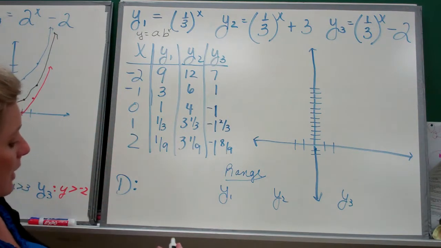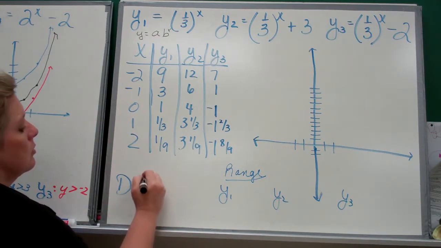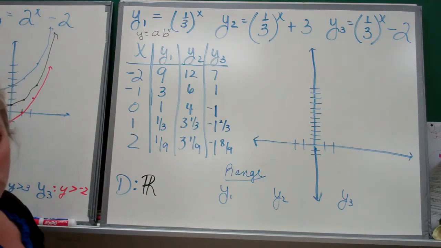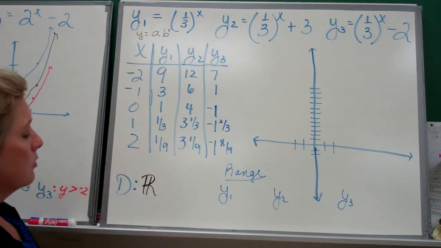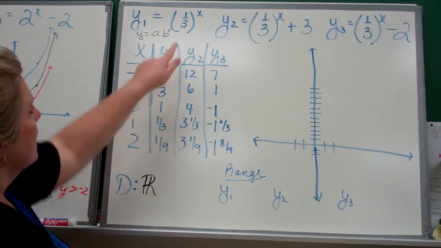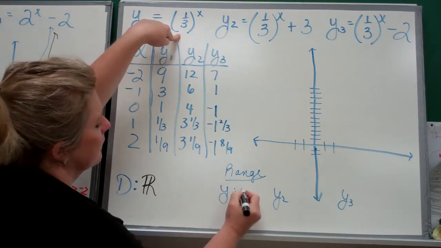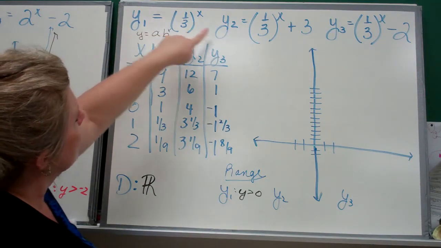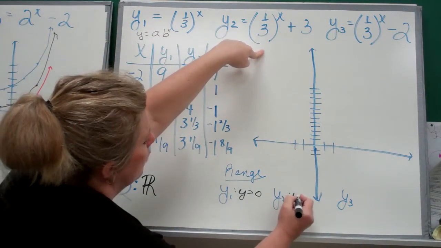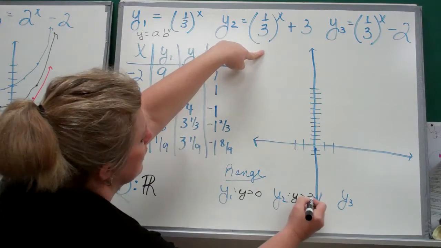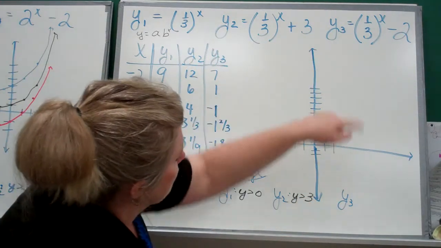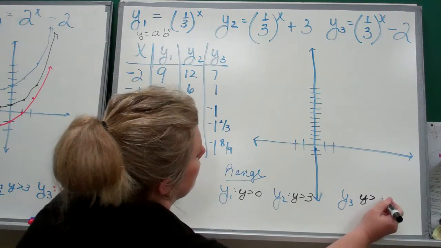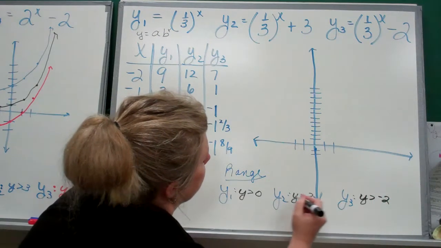We can do our domain and range first. Your domain is going to be all real numbers. You can plug in anything you want for x. We're not limited. Your range, this one's going to be y is greater than 0. The range here, y is greater than 3. The range over there, y is greater than -2.